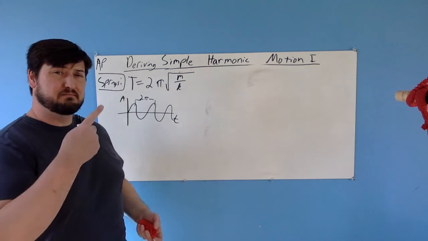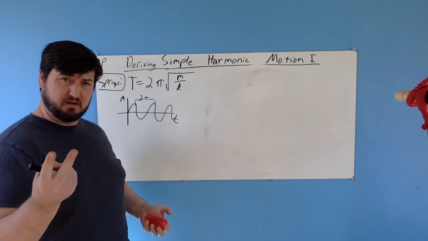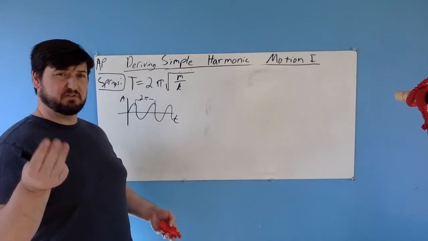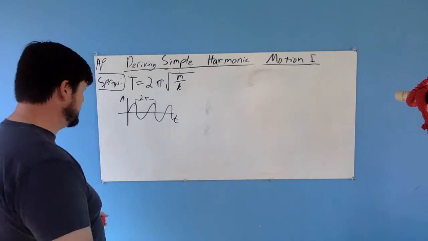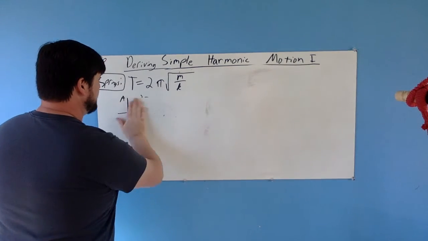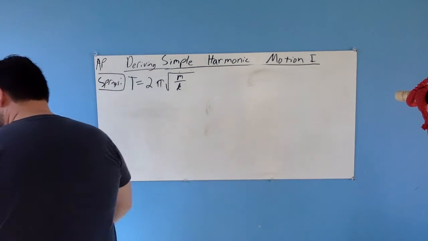So why does the amplitude not matter? The starting position not matter, right? Why do those things not matter? Why does the velocity of the thing not matter? Isn't that kind of weird? So let's figure that out. Okay, so here we are. So first things first, okay?